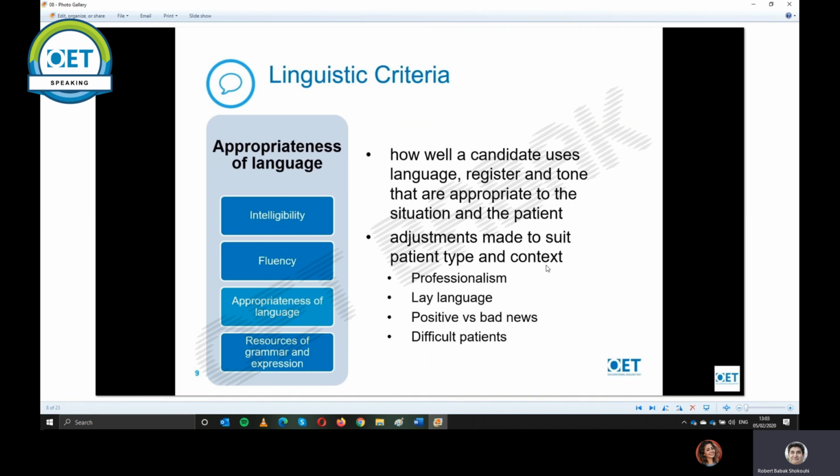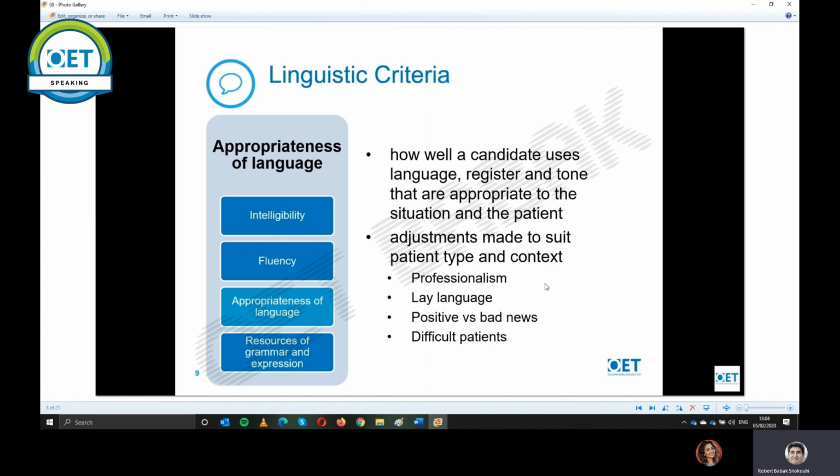Lay language means the people's language. So when we're giving information, or when we're asking questions, we shouldn't use medical jargon. Also, professionalism. It means you respect the patient, you act professionally, and you speak professionally. You don't use words that are taboo, or that are not ordinary words.